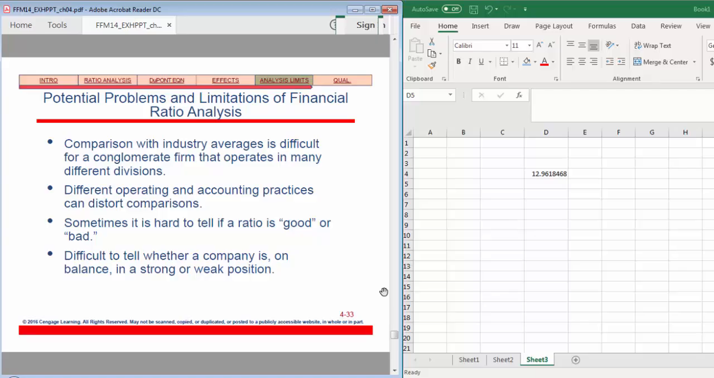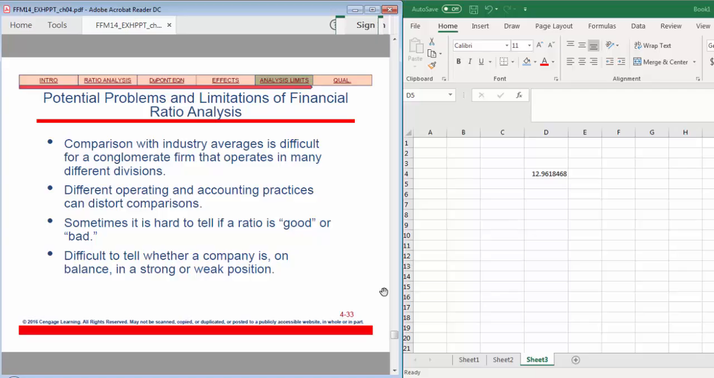Different operating and accounting practices can distort comparisons. For example, a company in the US may have a different accounting practice than, let's say, a company over in Europe or Russia and so forth, where you may have different ways of taking expense and even the taxes. The tax ratio might be different, so that distorts the operating profitability margins and so forth.